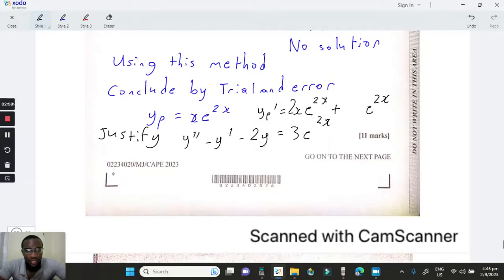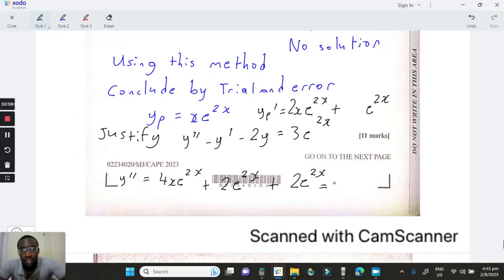And then now the second derivative, y prime prime, would be keep the first times the derivative of the second, 4x e to the 2x, plus keep the second times the derivative of the first, so 2e to the 2x, plus differentiate e to the 2x to get 2e to the 2x. So this works out to be 4x e to the 2x plus 4e to the 2x.